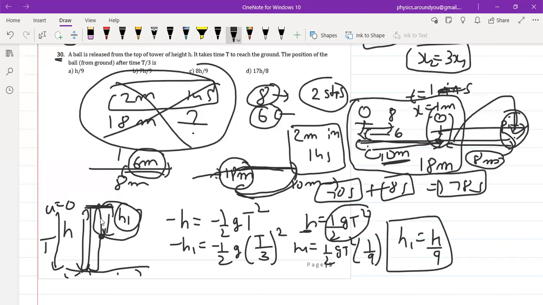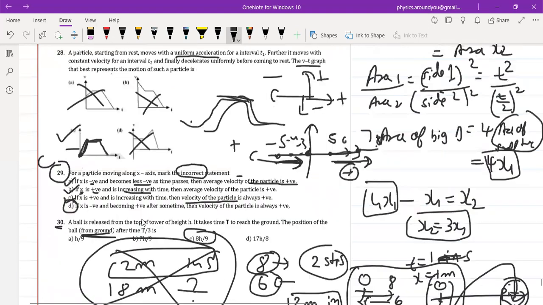So the distance it fell in t by 3 is 1/9 of the total height of the tower, right? But they are not asking this distance, mind you. They're asking height from the ground. They're being very clear. So they want this distance. If this is h by 9, and the total is h, then the other distance would be 8h by 9, right? So you need to be careful. The distance covered by the ball, if they ask, will be h by 9. But height from the ground is the total height h minus the distance covered by the ball, h by 9. So totally it would be 8h by 9.